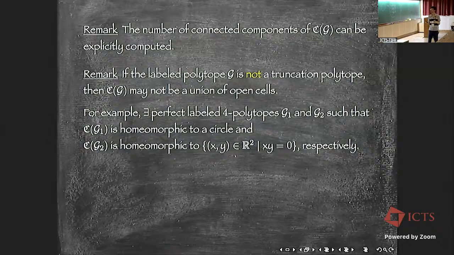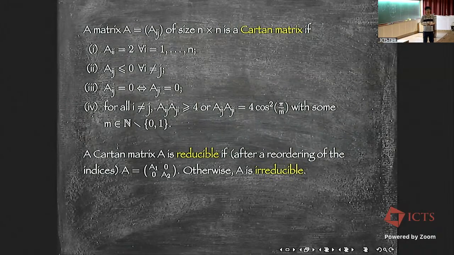So my point is, if the labeled polytope or reflection orbifold is this kind of truncation polytope, then the deformation space is a union of open cells. But in general, it might be more complicated. It can be a circle, or the deformation space homeomorphic to this kind of X shape, for example. Okay, so that is the main result.